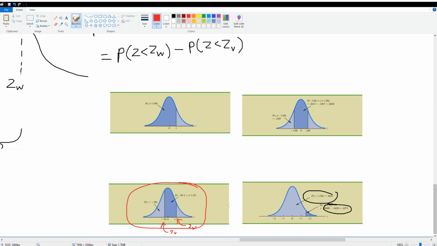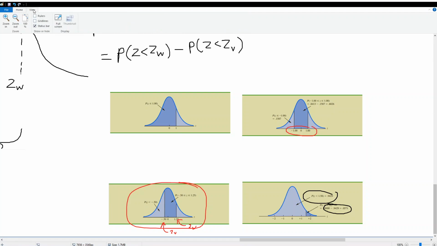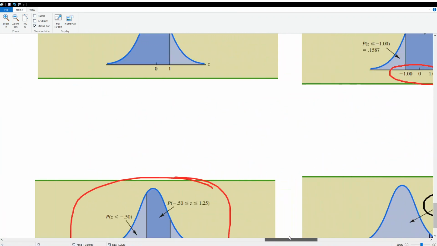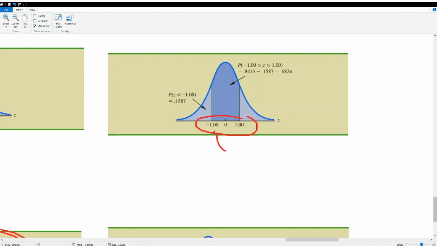So let me give you a hard example of the computation. Let's suppose I asked you, what are the chances of being between negative 1 and positive 1? So within one standard deviation of the mean. You already know the answer, 68%. Let me now show you why that's the answer. Here we go. So here, this is ZV, and that is ZW.